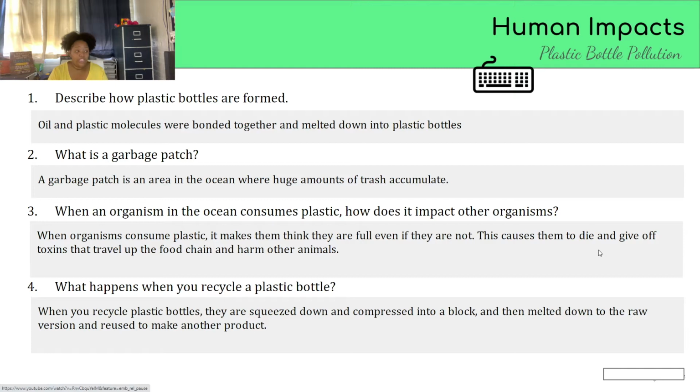And the final question asks us, what happens when you recycle a plastic bottle? So as we saw, when we recycle plastic bottles, they're squeezed down and compressed into a block with other plastic. And then that plastic is melted down back to the raw materials, and finally is reused to make another product. So rather than creating more plastic and wasting more plastic, the same plastic is reused to create something else, which I think is pretty cool.